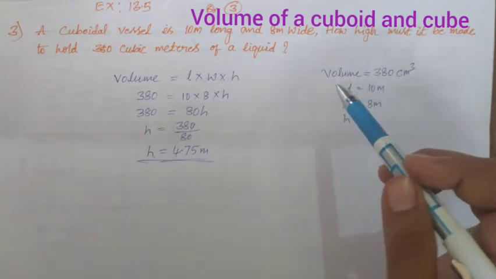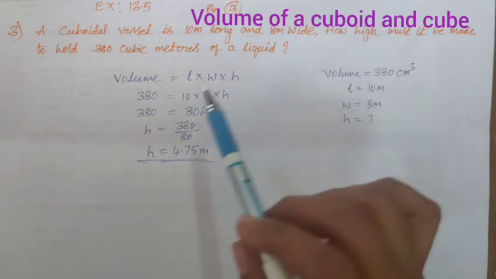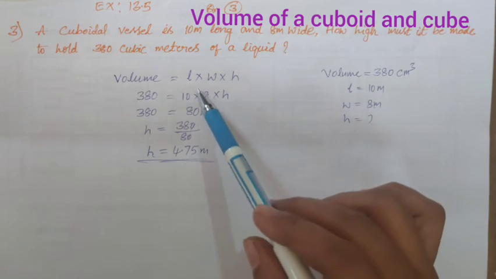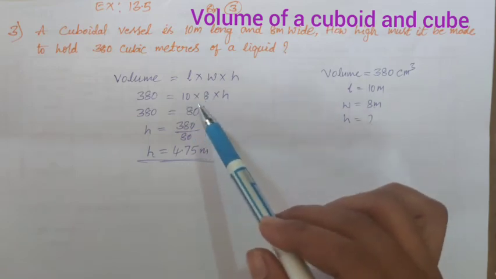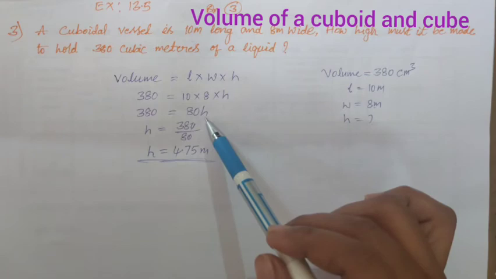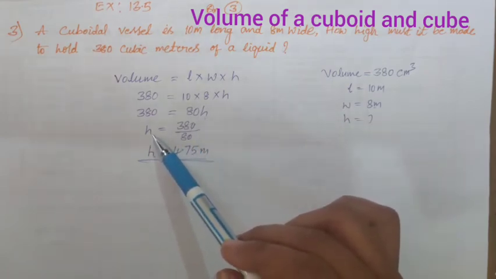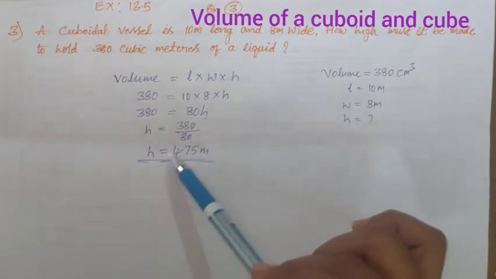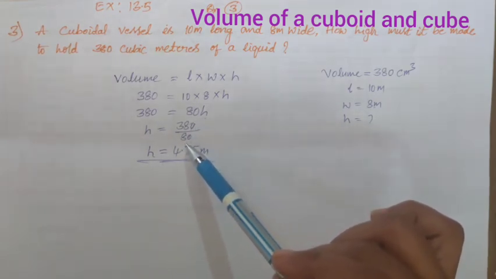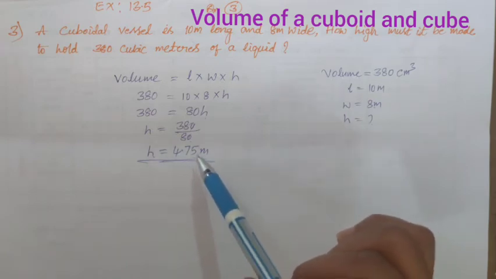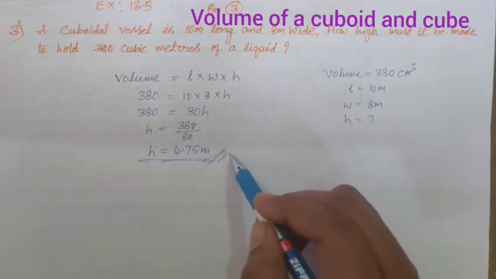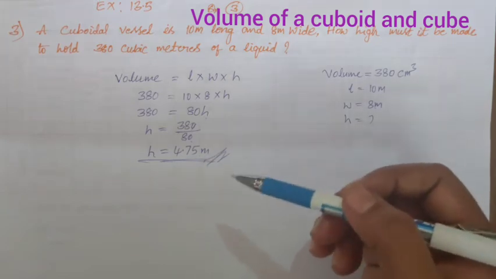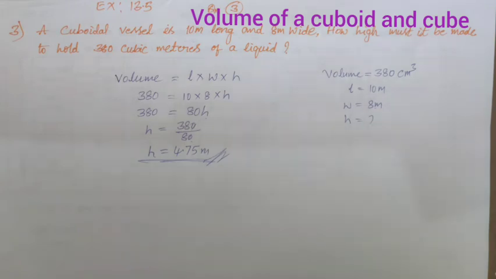Yes, it is a very simple problem. You can take the formula and fill in the values. Volume is length into width into height. Length and width are given, that is 80 into h. So I want to find height. Height equals volume by 80, so 380 by 80. When you divide 38 by 8, we get 4.75 meter. In this way we can find the length or width or height from the given volume.